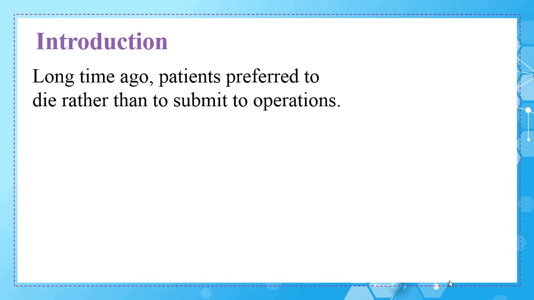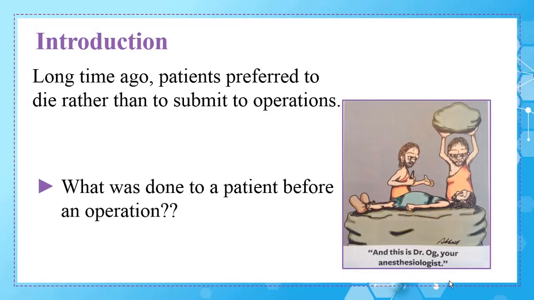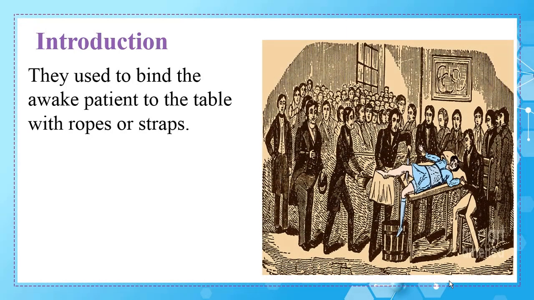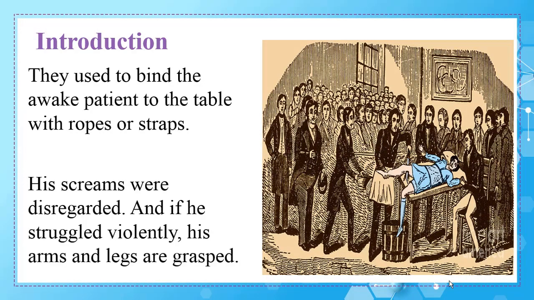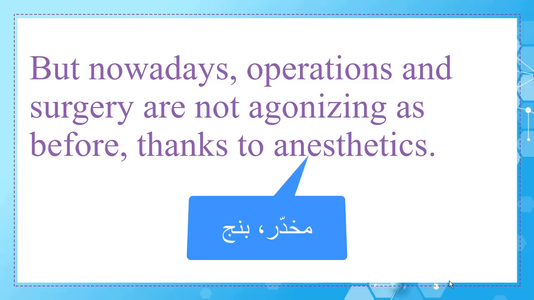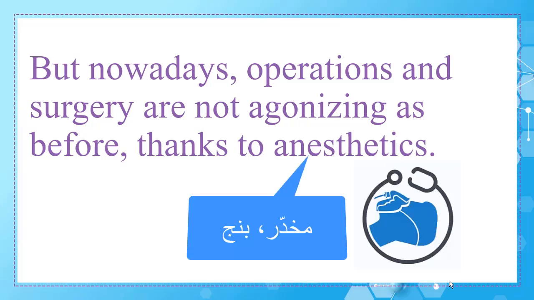Long ago, patients preferred to die rather than to submit to operations. Do you know what was done to a patient before an operation? They used to bind the awake patient to the table with ropes or straps. His screams were disregarded, and if he struggled violently, his arms and legs were grasped. But nowadays, operations and surgery are not agonizing as before, thanks to anesthetics.